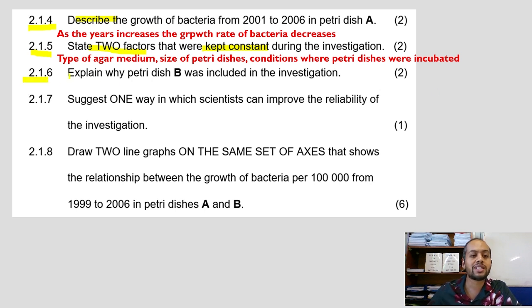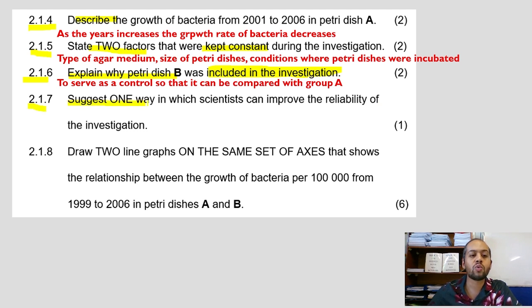2.1.6 asks us to explain why Petri dish B was included in the investigation. Now we see that Petri dish B was one where they didn't treat it with antibiotic. Now why could they possibly have inserted one where they didn't treat it with antibiotic? Simply because they wanted to have something to compare the results of the investigation with, to serve as a control, so it can be compared with group A or Petri dish A. Remember that controls are simply there to serve a purpose, to have a means to compare your results of the investigation to.